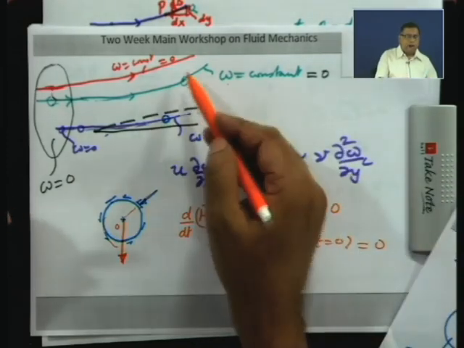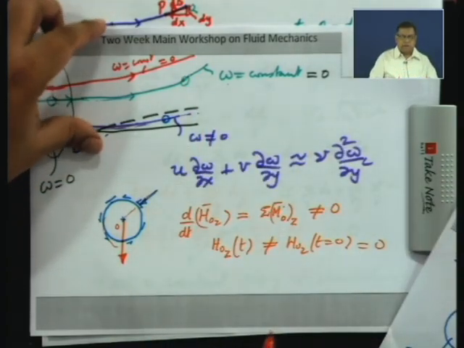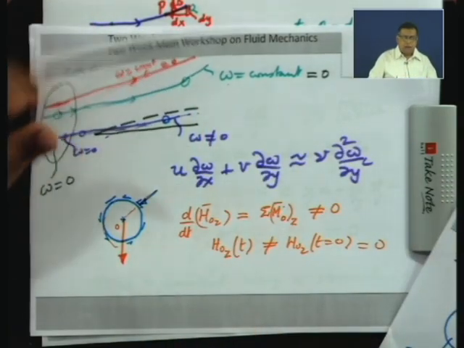However, if you look at the outer region, it remains irrotational. Now, let us see what is the utility of this.